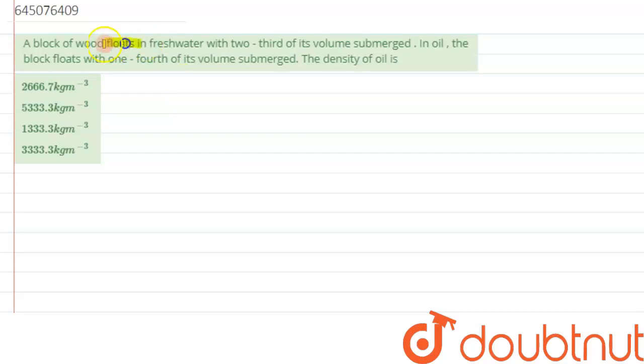Hi everyone, so we are given a question which says a block of wood floats in fresh water with 2/3 of its volume submerged. In oil, the block floats with 1/4 of its volume submerged. So we need to calculate the density of oil.